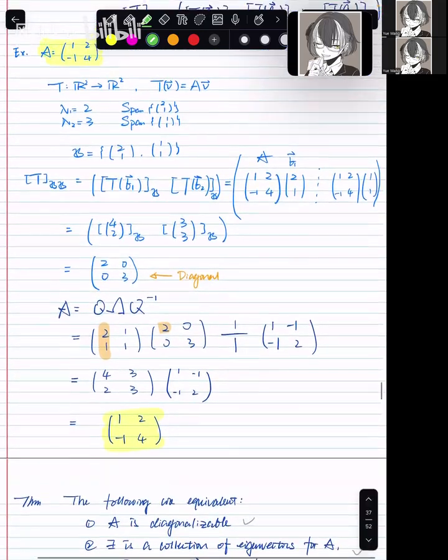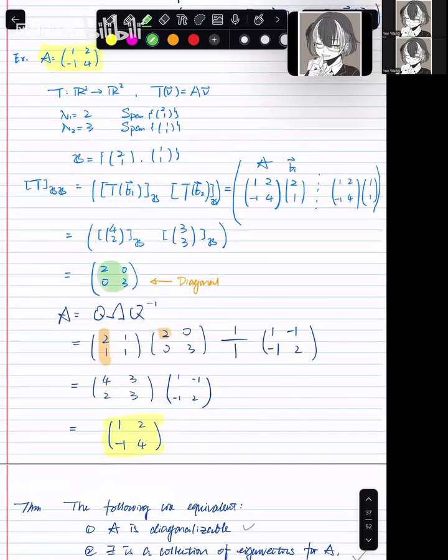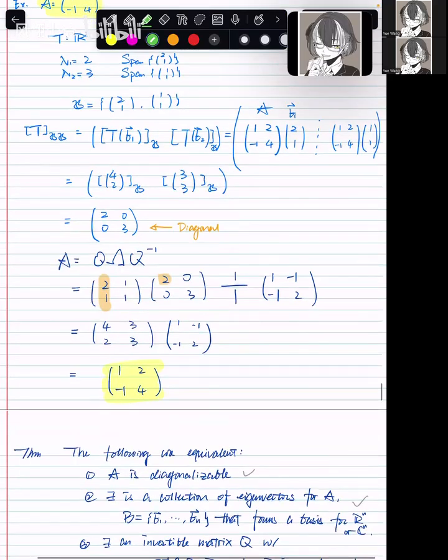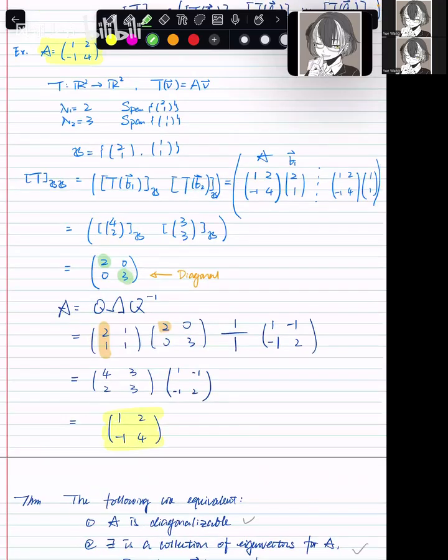Okay, and now what we have here would be a diagonal matrix, and these two are actually our eigenvalues, as you can see. So our Q is just the ordered basis (2, 1) and (1, 1), and our lambda is this diagonal matrix 2 0 0 3.